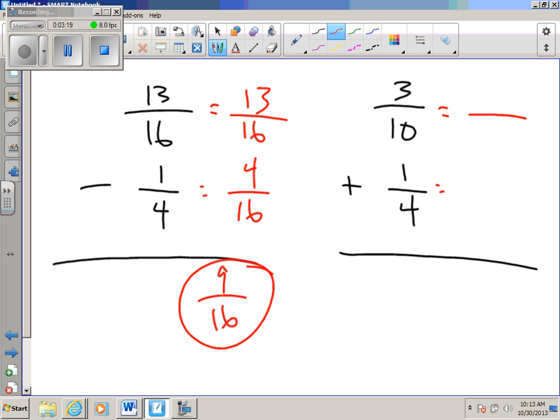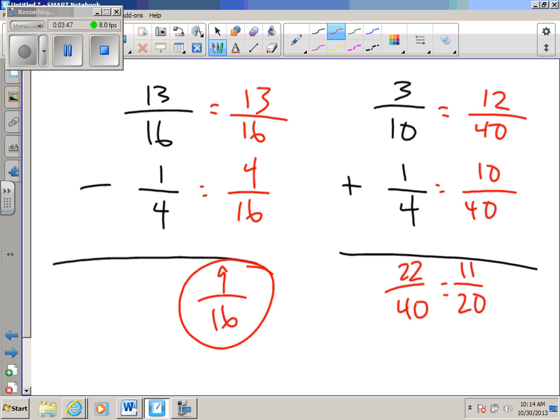10 and 4. Yeah, so sometimes people look at them and say, oh, 10 and 4, the first thing that might come to their mind is 40. Could you use 40? We could use 40, okay? And if we went times 4, we get 12. If we went times 10, we get 10. We get 22 over 40. You'd have to simplify. Now, if you use 20, which most of you I'm hoping did, you didn't have to simplify. It was already in simplest form.